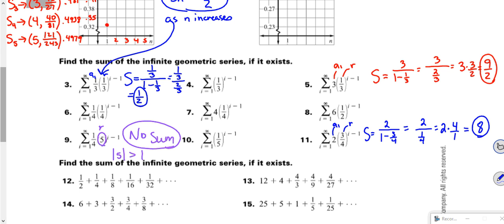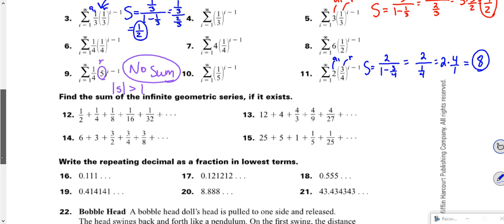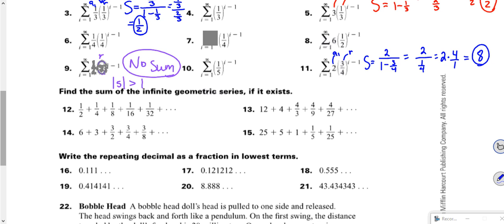Okay? Now, number 12. Find the sum of the infinite geometric series if it exists. Okay, first of all, we would have to find R, right? It's giving us our A1. All of these, this is your A1, this is your A1, but we have to find R. So how do I get from the first term to the second term, from the second term to the third term, from the third term to the fourth term?